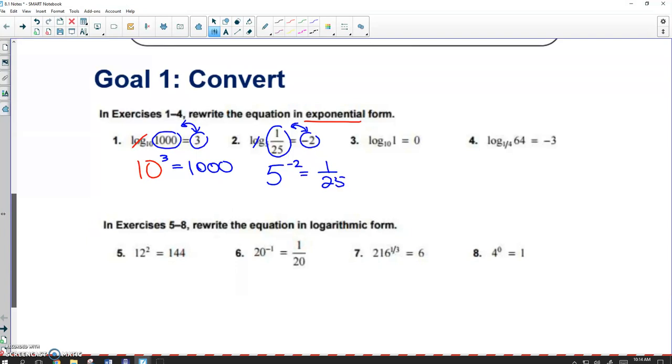I'm going to show you one more, and then I want you to try one. So to get from log to exponential, cross out the log, bring the 10 down, and then switch the other two numbers. 0 goes up, 1 goes over here. And again, that's true. Anything to the 0 power is going to give you 1. 10 to the 0 is 1, so it's perfect. So I'm going to give you like 20 seconds to do the fourth one.